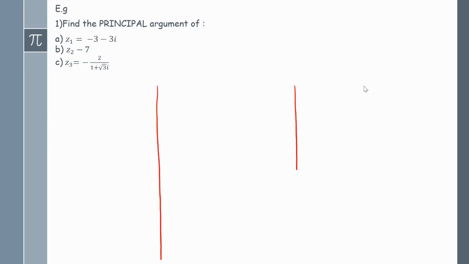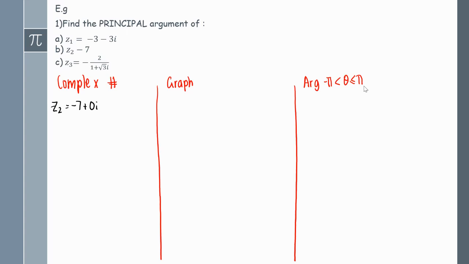B and C will do the same process. B is rather nice, and C is a little more complicated, as always the case with complex numbers. It will be Z2 or minus 7. I'm going to rewrite that as minus 7 plus 0i. The graph of this will tell you everything. That's why I say always graph it.